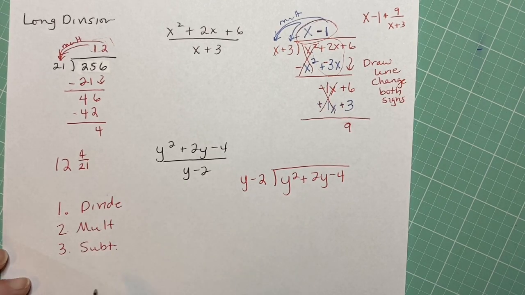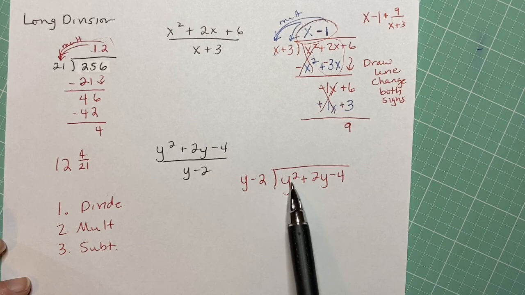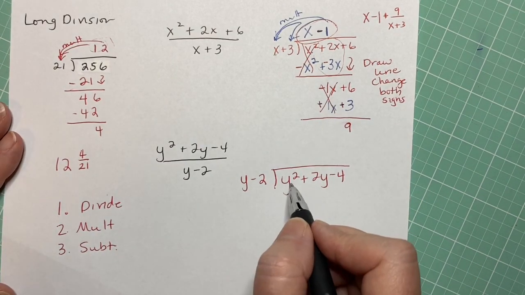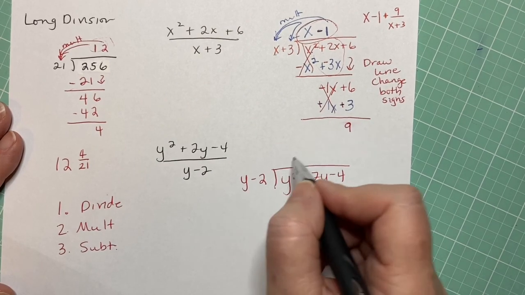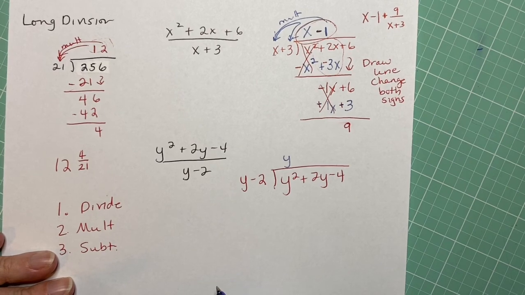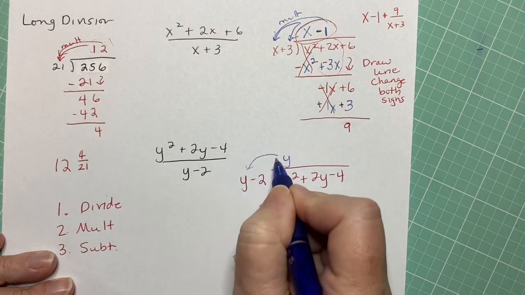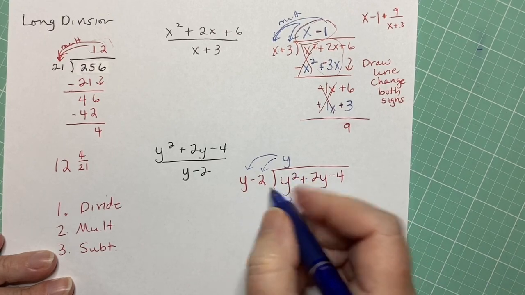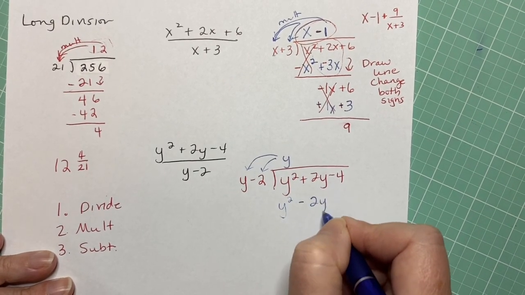Divide, multiply, subtract. And when you get into college algebra, this might be a y to the 8th and have 8 different terms, but you just keep doing it until you get them finished. So you just divide, multiply, subtract, divide, multiply, subtract. So y divided by y is just a regular y, just a y. Then we're going to multiply. Y times y is y squared. Y times negative 2 is a negative 2y.